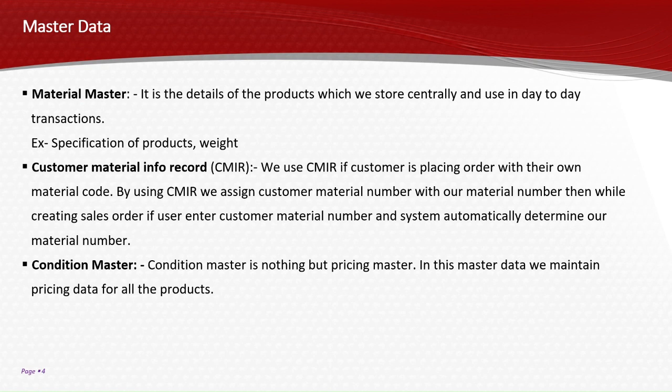Next one is the customer material info record. We can call it the CMIR also. We use CMIR if the customer is placing an order with their own material code. By using CMIR, we assign the customer material number to our material number. Then while creating the sales order, if the user enters the customer material number, the system automatically determines our material number, which is the standard material number.